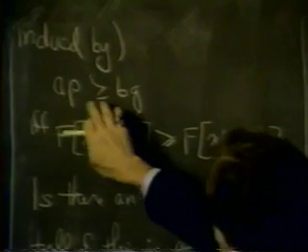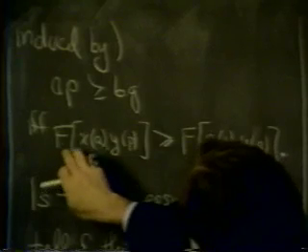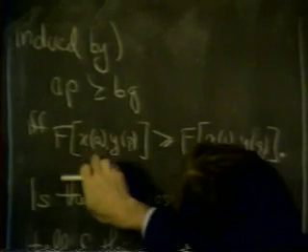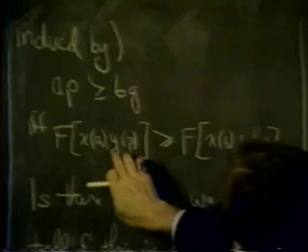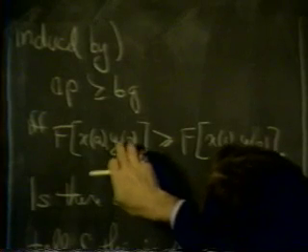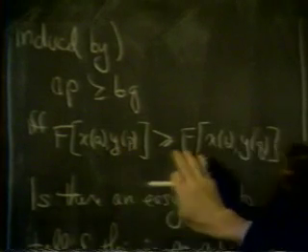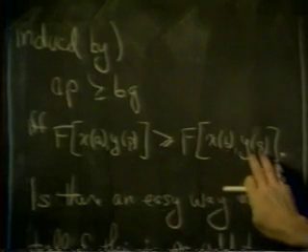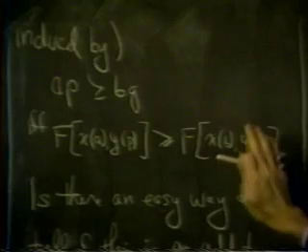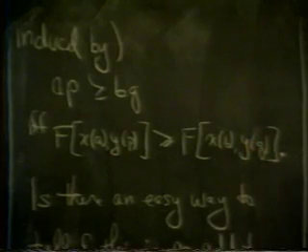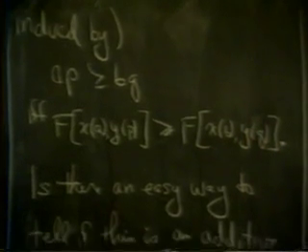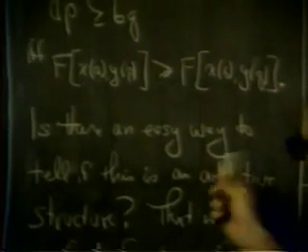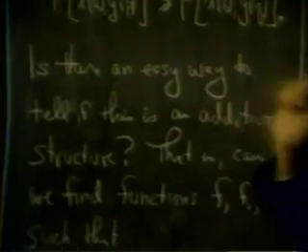The AP is greater than or equal to BQ provided f of the numerical measure associated with A and y, the numerical measure associated with P, is greater than or equal to the f applied to the numerical measure associated with B and that associated with Q. Now the question is, is there some easy way of telling whether this is an additive structure?